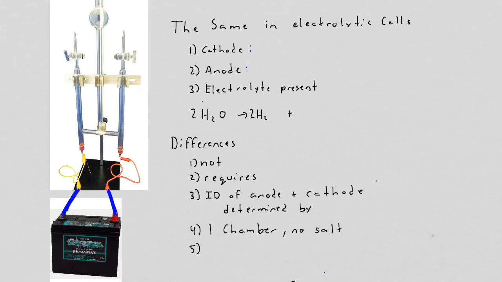This video is on electrolytic cells, which are similar to voltaic cells in that there's a conversion between electricity and chemical potential energy. There are certain things in common and certain things that are different. You may remember this device right here. This was called the Hoffman apparatus.